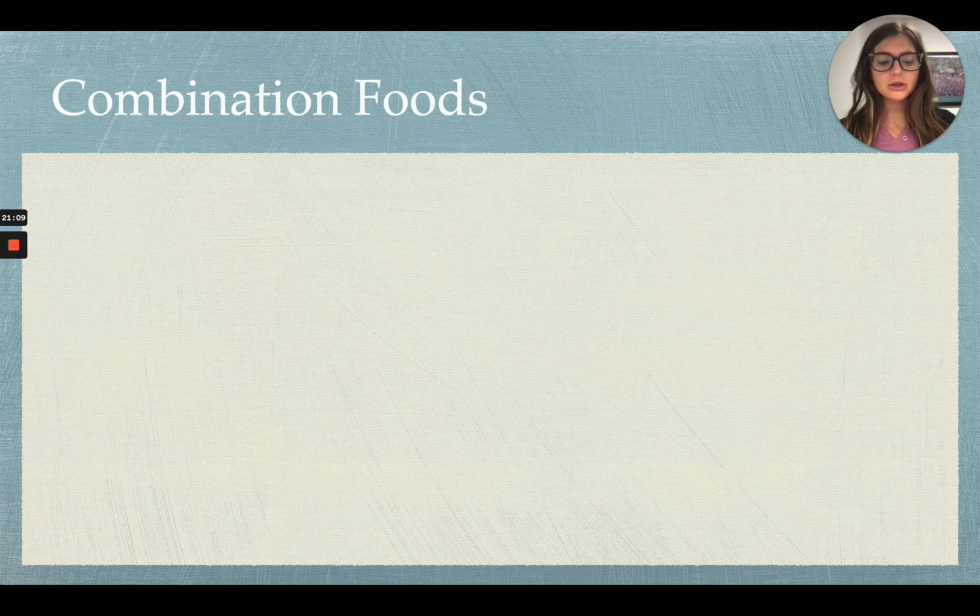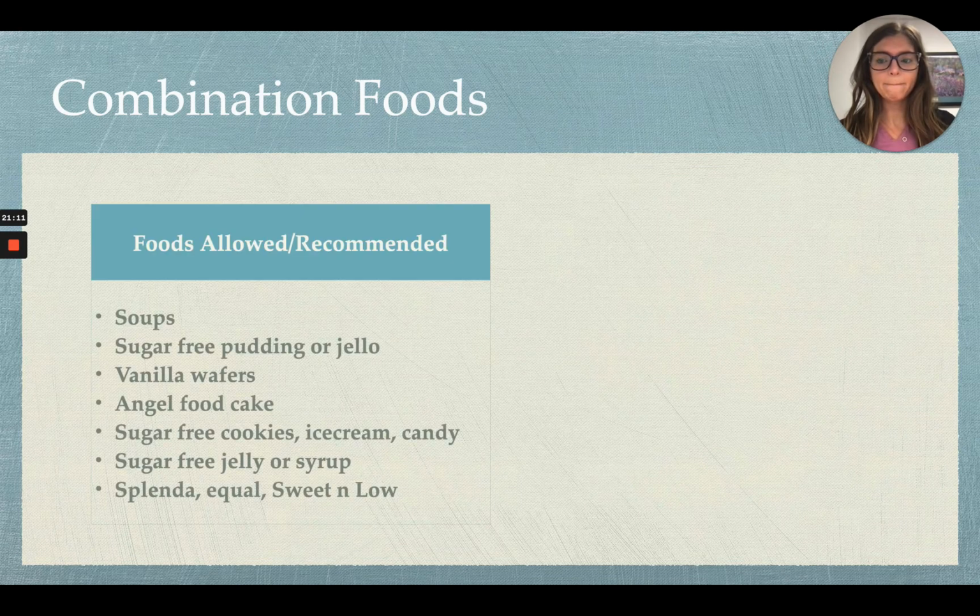Now, a combination food item category. Foods allowed and recommended: most types of soups, and then any type of sugar-free items such as sugar-free pudding or jello, vanilla wafers, angel food cake. So these two items, the vanilla wafers and angel food cake, they do have a source of sugar, but the amount of sugar within them compared to other types of baked goods is going to be less.